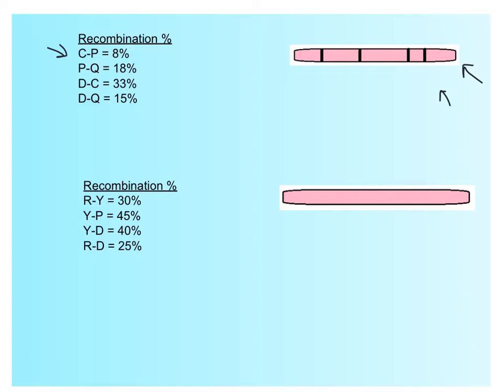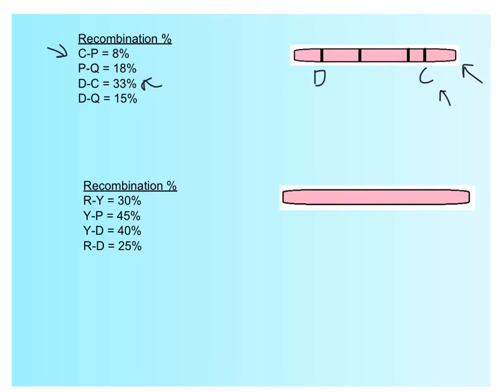Here's the trick. You always start out with the ones that are the furthest apart. D and C get separated from each other 33% of the time. So since they get cut away from each other the most often, 33% is the biggest number there, we know that they are the farthest away from each other because they get separated from each other the most. So we're going to put D out here, and we're going to put C right there. Those are the two farthest genes away from each other.